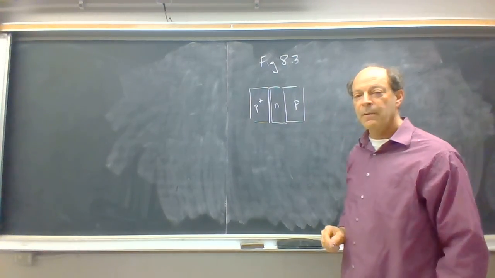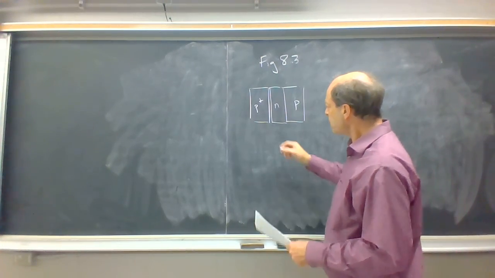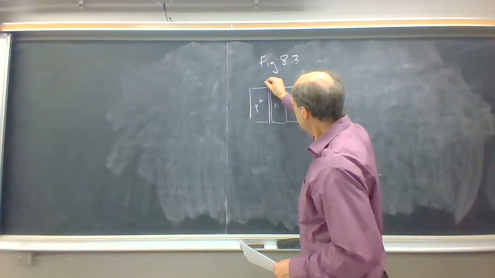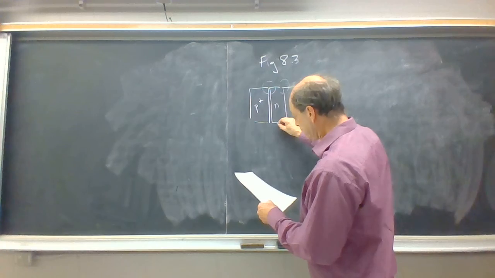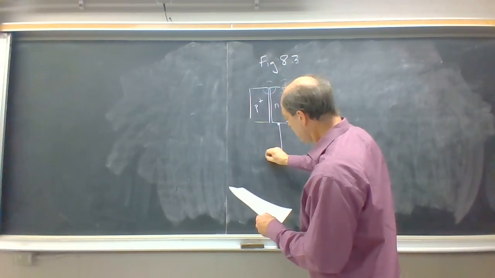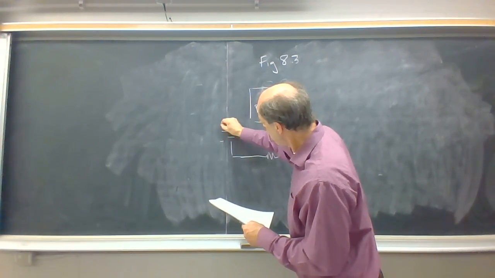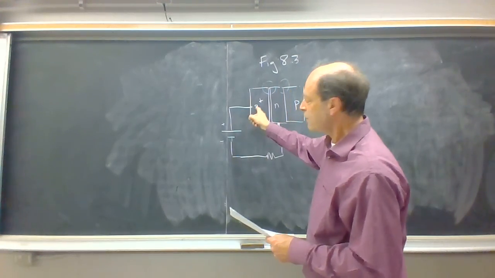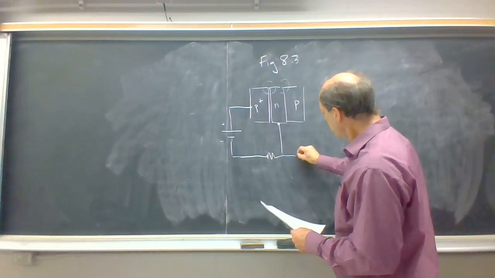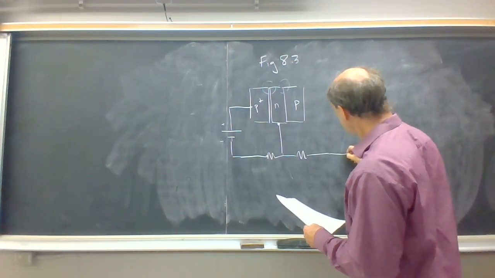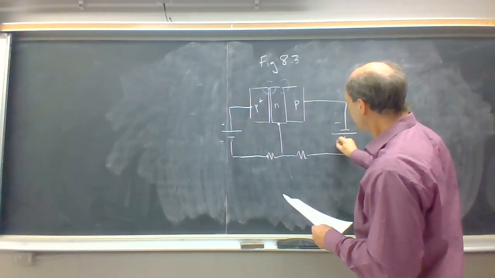And we're drawing here a PNP transistor, which is going to have a forward bias junction. So this junction here is going to be forward biased, and that junction will be reverse biased. To achieve that, we're going to forward bias this junction with a voltage source that has its positive terminal connected to the P region. And then we're going to add a reverse bias with a second voltage source, which has its negative voltage connecting to that P region.